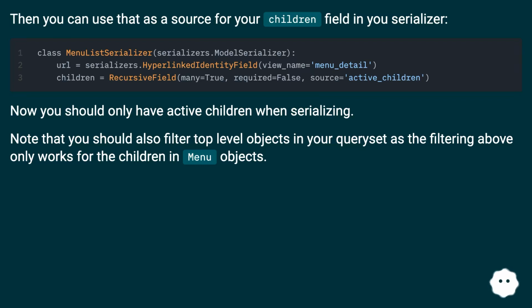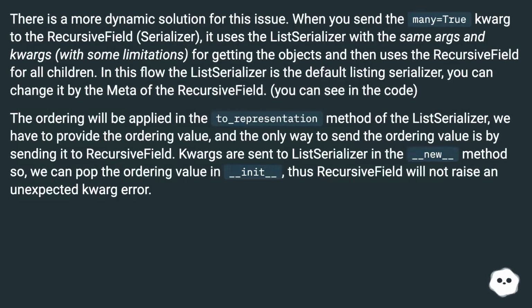Note that you should also filter top-level objects in your queryset, as the filtering above only works for the children in menu objects. There is a more dynamic solution for this issue. When you send the many equals true kwarg to the recursive field serializer, it uses the list serializer with the same args and kwargs, with some limitations, for getting the objects, and then uses the recursive field for all children.